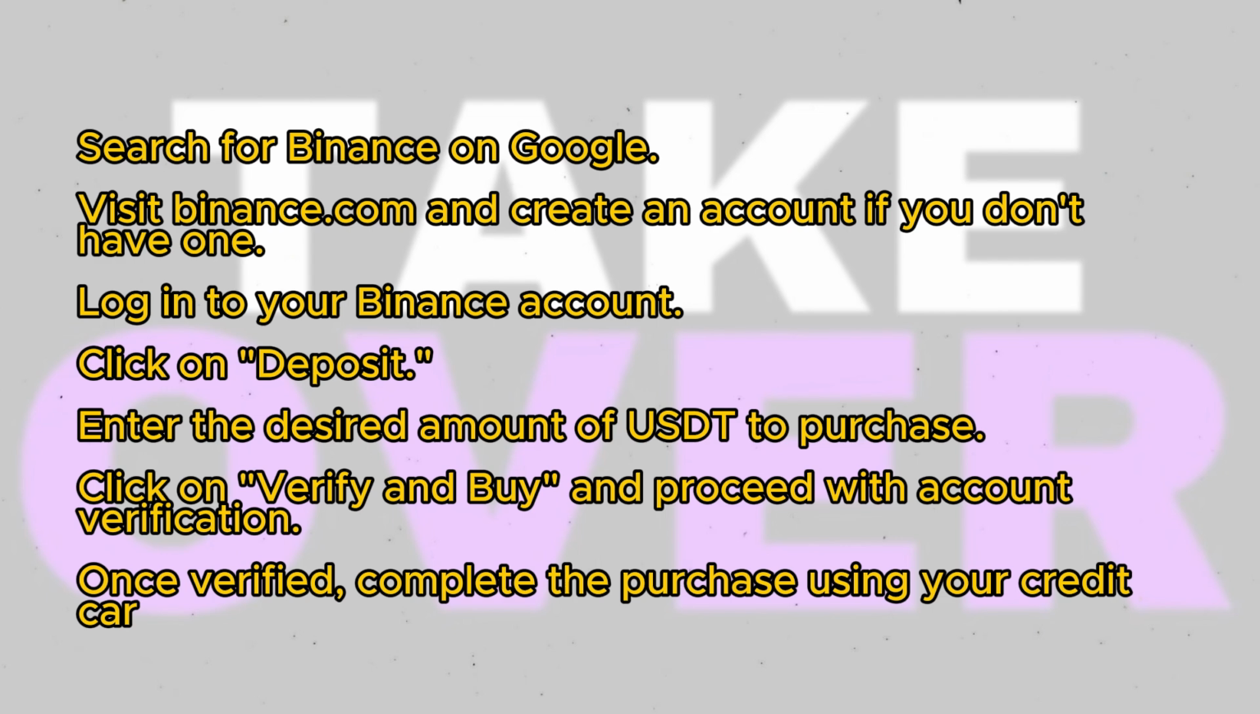Click on Deposit. This action will direct you to a new page where you'll need to enter the amount of USDT you wish to purchase. For example, if you want to buy USDT worth $100, simply enter 100. You'll notice that for $100, you'll receive 95 USDT. Proceed by clicking on Verify and Buy.